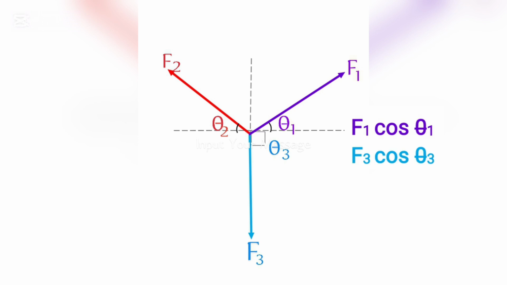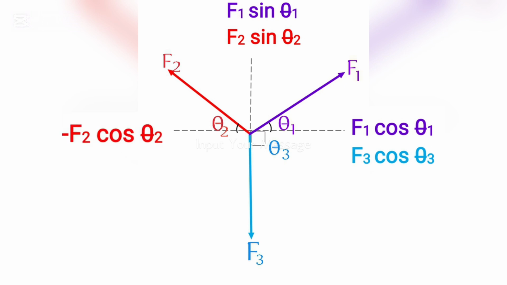If we resolve F1, we will get F1 cos theta 1. And resolving F1 to the vertical direction, we have F1 sin theta 1. We want to resolve F2. Resolving F2, we'll have minus F2 cos theta 2 in the x direction. In the y direction, we have F2 sin theta 2. Resolving F3, we have F3 horizontally as F3 cos theta 3. And vertically, we have minus F3 sin theta 3.